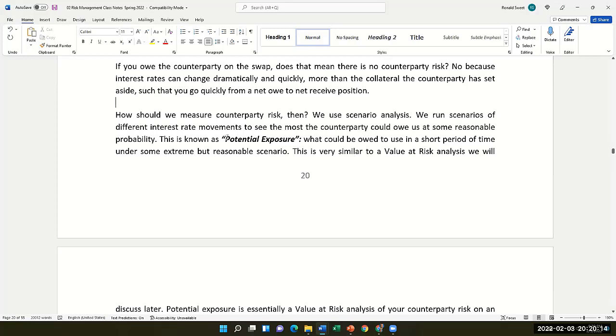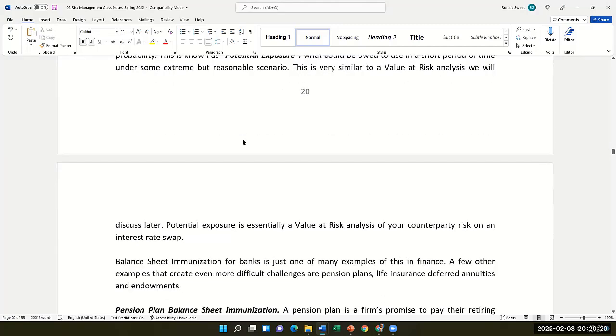I doubt many of you have heard the term potential exposure. Maybe if you had swaps in another class, they talked about it. All right, questions on that? So you see how banks do this? They're pretty effective at doing this.